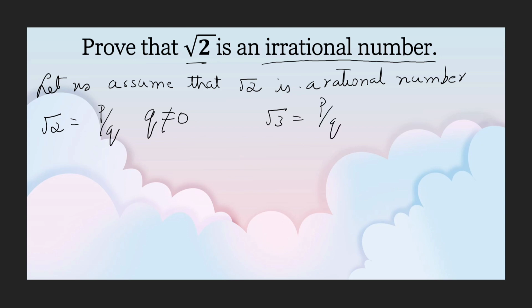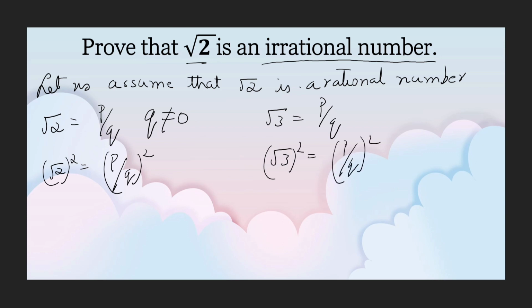Then squaring on both sides. Root 2 squared equals p by q the whole square. Here also you have to follow the same process. Here 2 is equal to p square by q square. Then transpose q square to this side. 2q square is equal to p square. It implies that p square has two factors, 2 and q square.